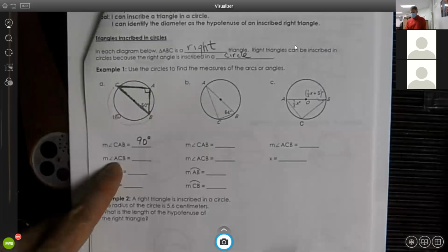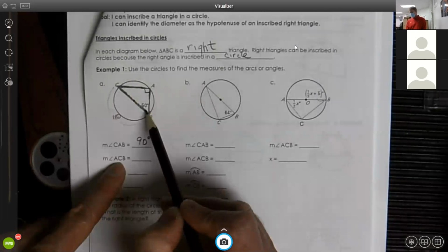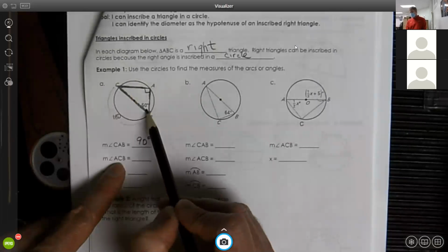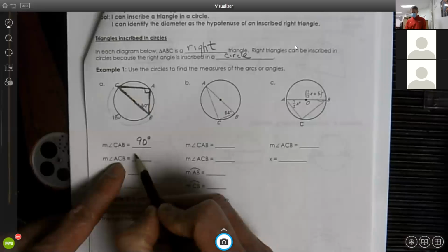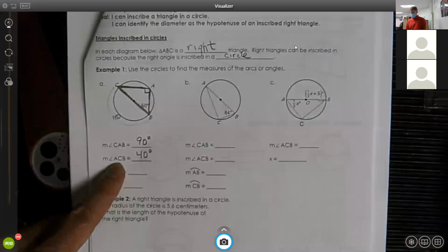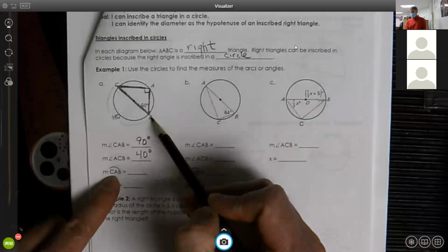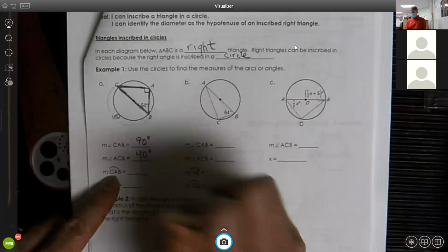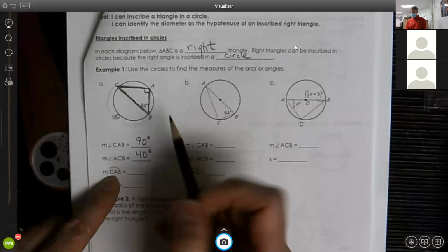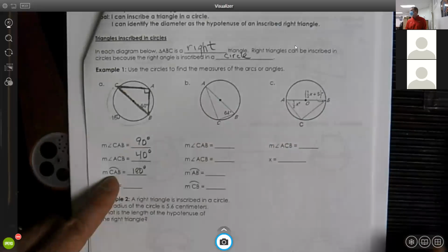Angle ACB is the other angle of your right triangle. Here we have 50, so we know that the other acute angle is going to be complementary, so that's going to be 40. Then we have arc CAB, and we notice using our eyes, you can trace it with your pencil, you can trace it with your finger, and you notice that that is again half the circle, so that's going to be 180 degrees.